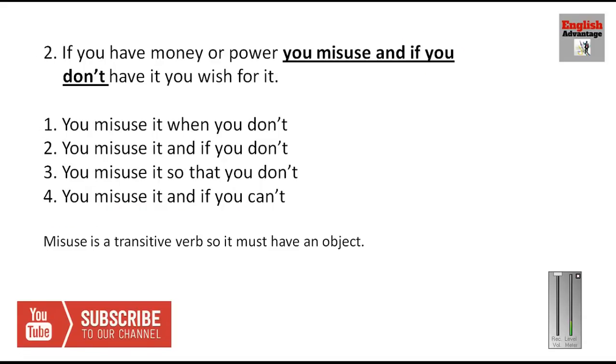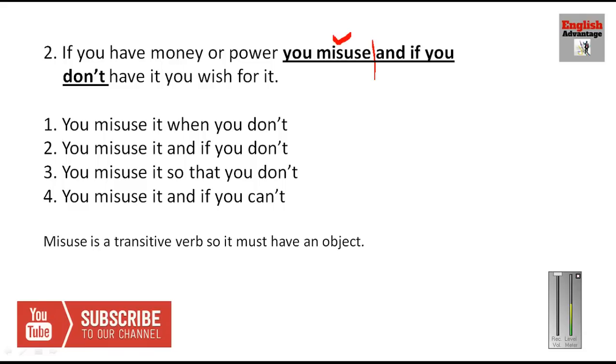If you have money or power, you misuse, and if you don't have it, you wish for it. Now let's just go through the entire sentence, and you will find something missing here. If you have money or power, you misuse, but you misuse what? So that what should be here. You misuse it, and if you do not have it, you wish for it. So misuse is a transitive verb, and it should be followed by an object. So the sentence should be, if you have money or power, you misuse it.